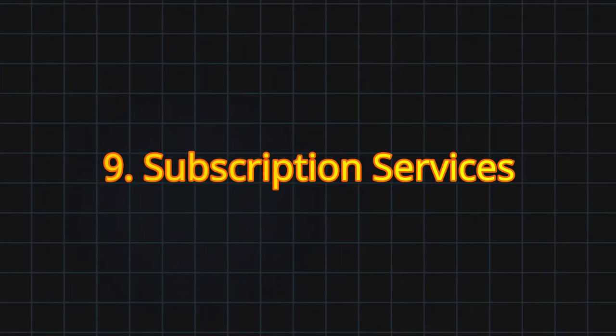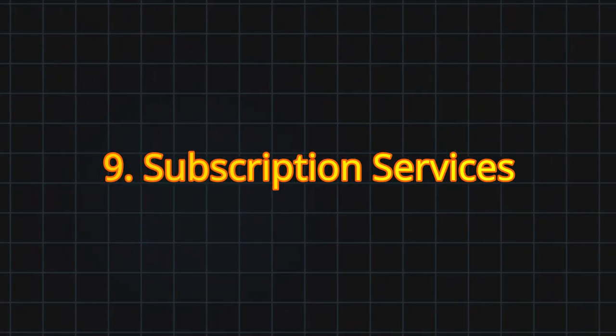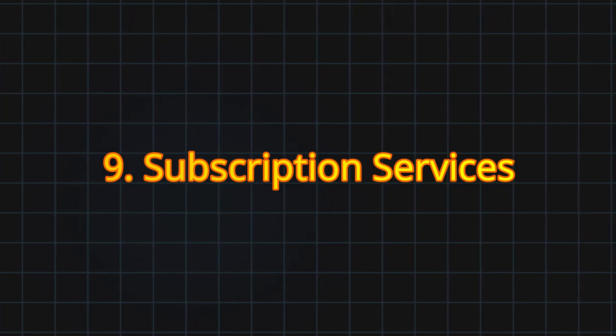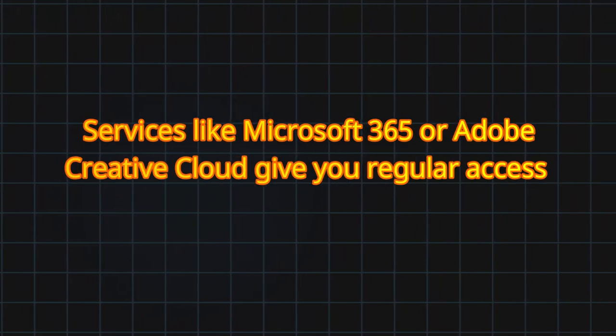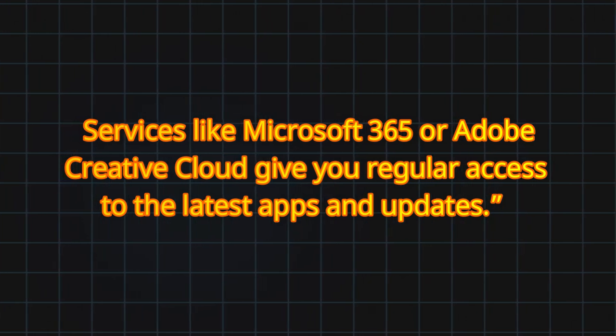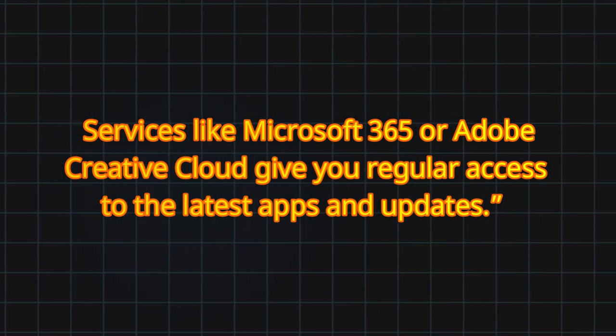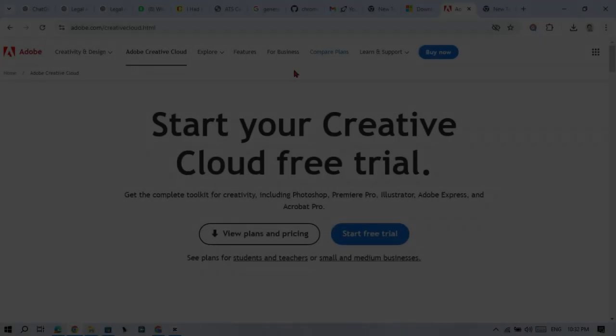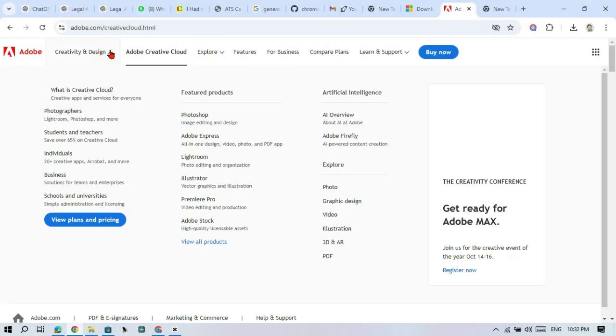Method number 9. Subscription services like Microsoft 365. Services like Microsoft 365 or Adobe Creative Cloud give you regular access to the latest apps and updates. Sign up for a plan, download the apps from your account, install them, and log in to start using them.